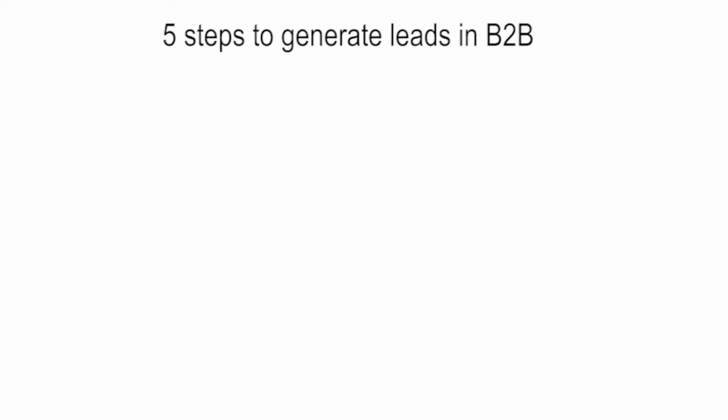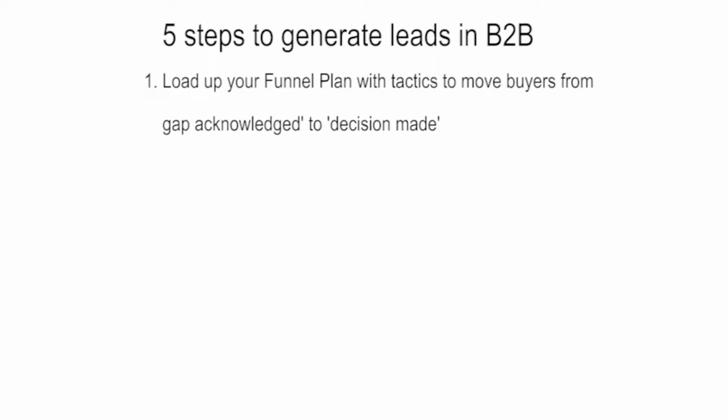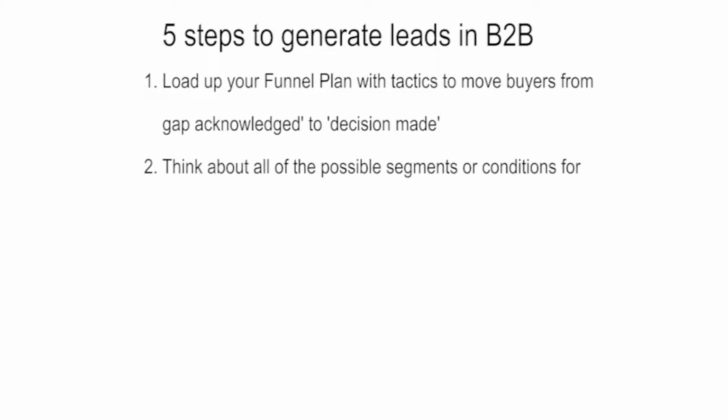Well, there are 5 steps to generating all of the leads that you need in B2B. And the first step is really simple. Load up your funnel plan with tactics to move buyers from the gap acknowledged stage to the decision made stage. I'll explain that a bit more later, but basically it's from the point where the buyer is troubled about the status quo. Then think about all of the possible segments or conditions for which you're going to need unique tactics that get you up to the gap acknowledged stage.